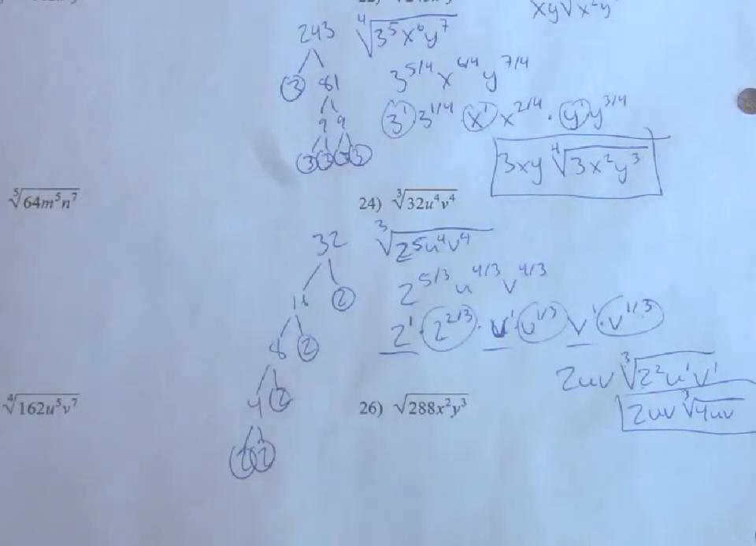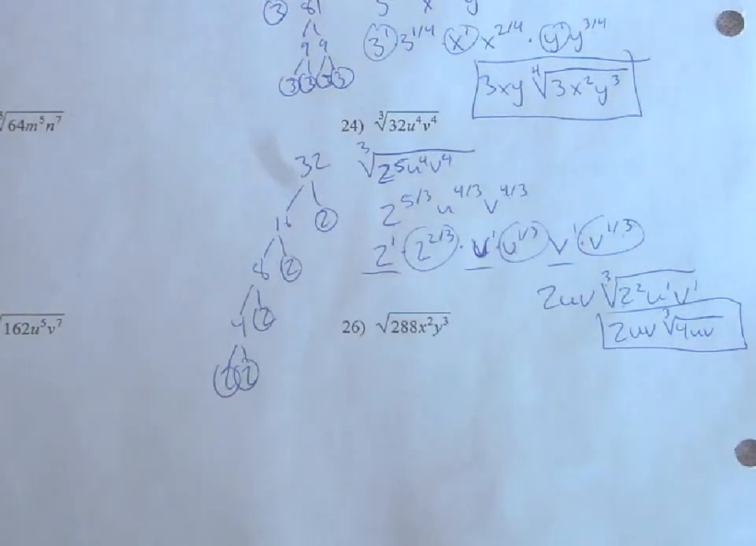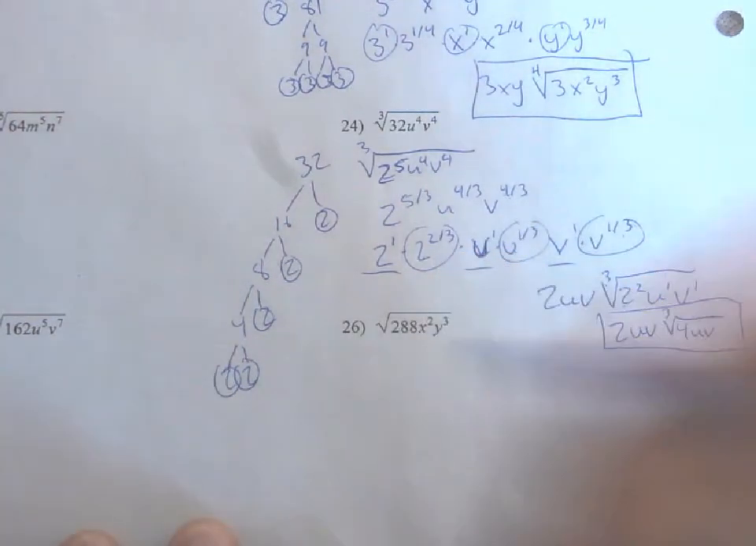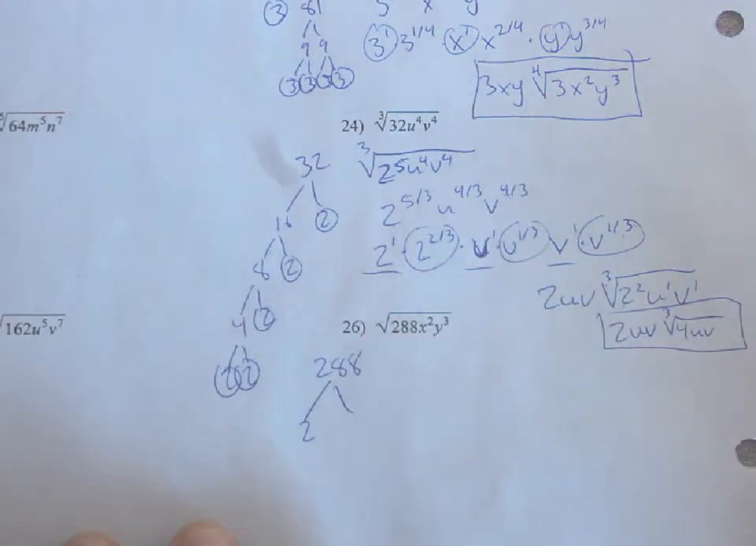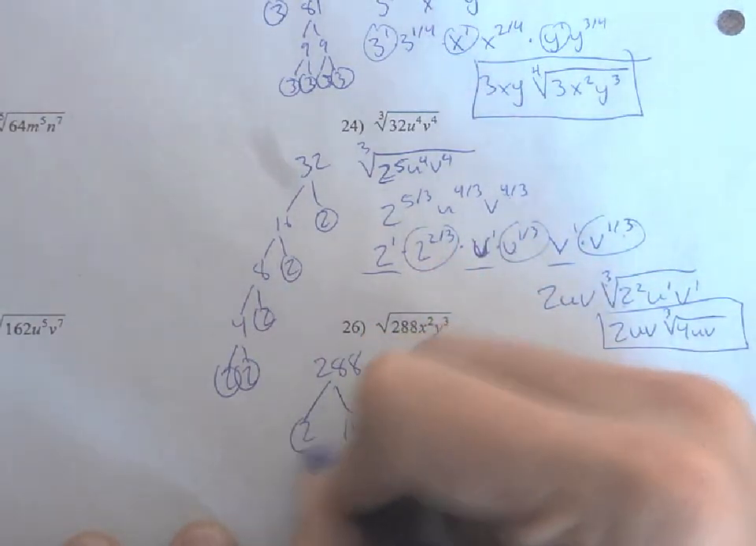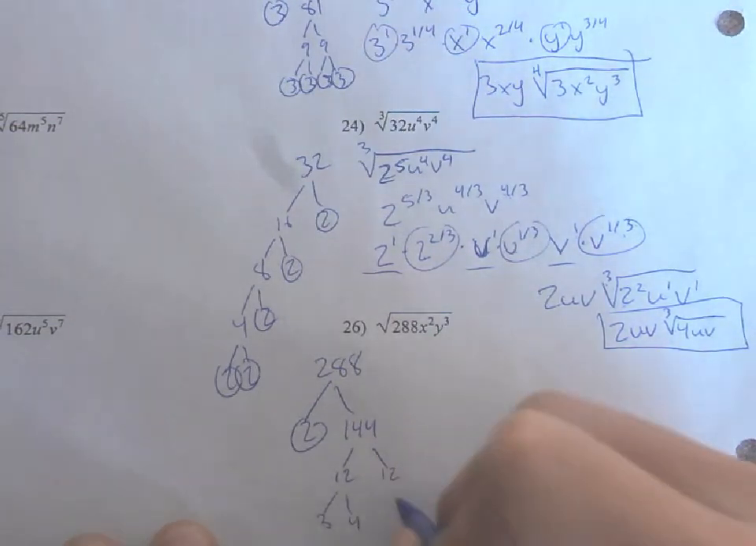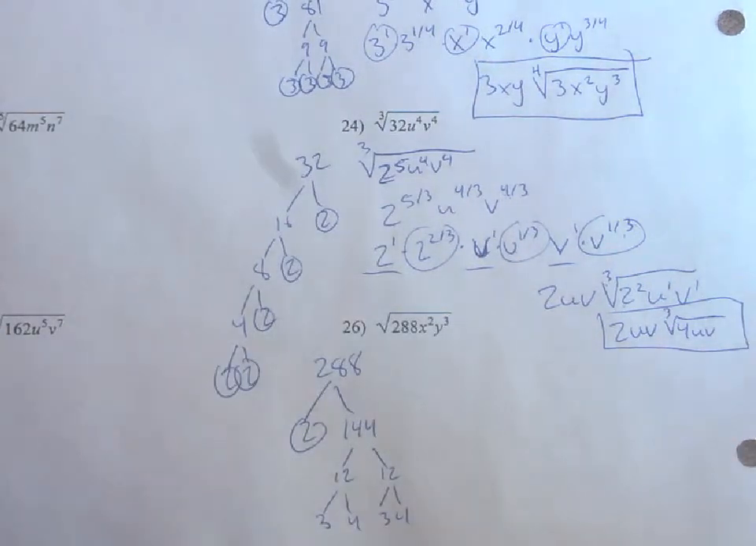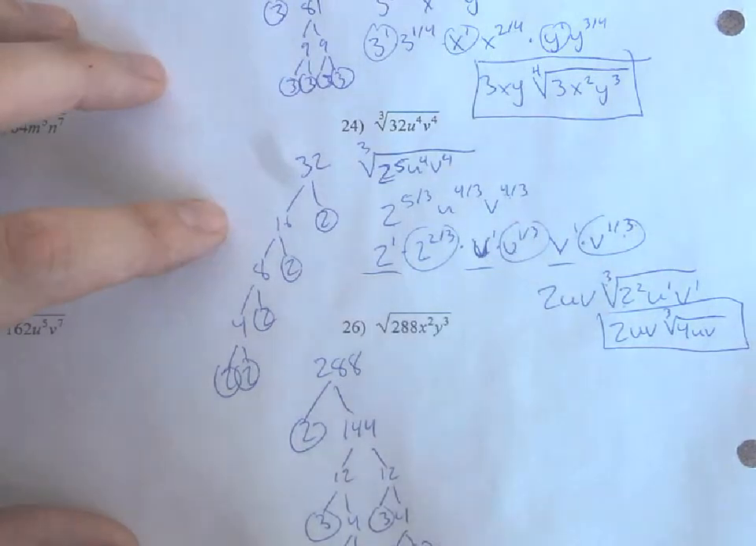All right. Let's do one more, and we'll call it a video. All right, 2D, it looks pretty big. I don't know what goes into it. Definitely 2 because it's even. Let's start there. That's going to be 144, which is 12 and 12, which is 3 and 4. Circle my primes here, and then each 4 is a 2 and a 2. So we have 1, 2, 3, 4, 5 2s, and then 2 3s.